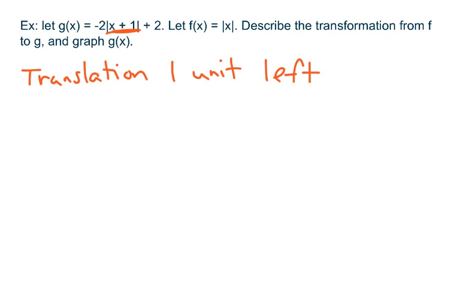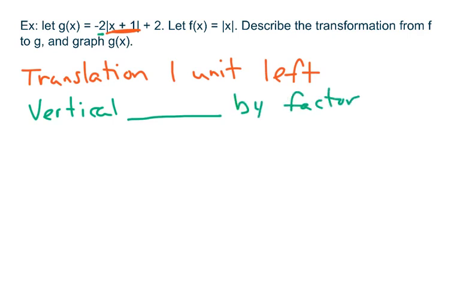Okay, the next thing is the 2, just the 2, and that's on the outside of the function. Okay, it's not directly to x, so what that means, it's a vertical stretch or shrink, vertical something by a factor. Now, if it's vertical, the factor is normal. It's what you see in the function. The factor is 2, and if the factor is bigger than 1, that makes it a vertical stretch. Okay. What else do we have?